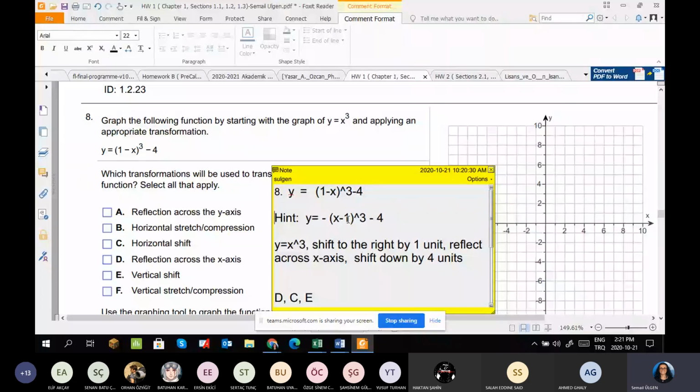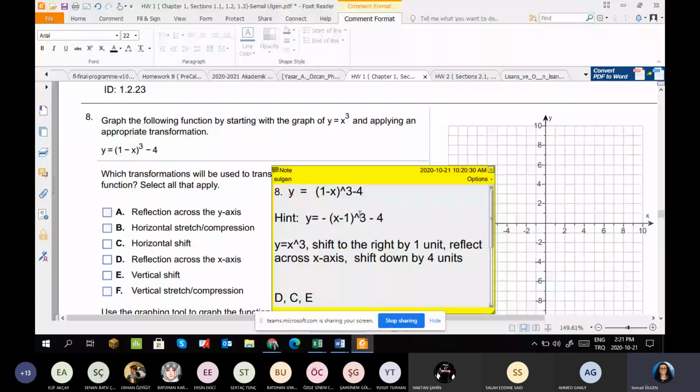First of all, you see that there's a shift, by the way, towards the right, by 1 unit. And this -4 tells us that it's a shift down by 4 units, and this -1 is actually the reflection of the shifted graph x minus 1 cubed.